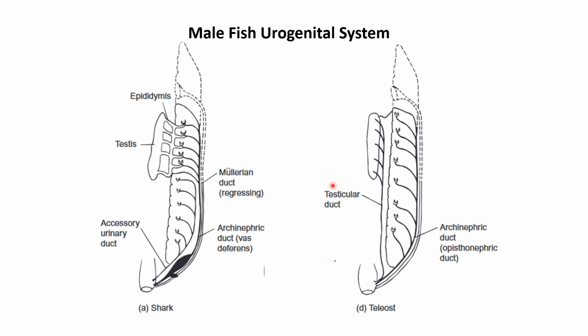In teleosts, mesonephric ducts are strictly for urine transport because the sperm is transported, as I said, via their unique testicular or spermatic ducts.